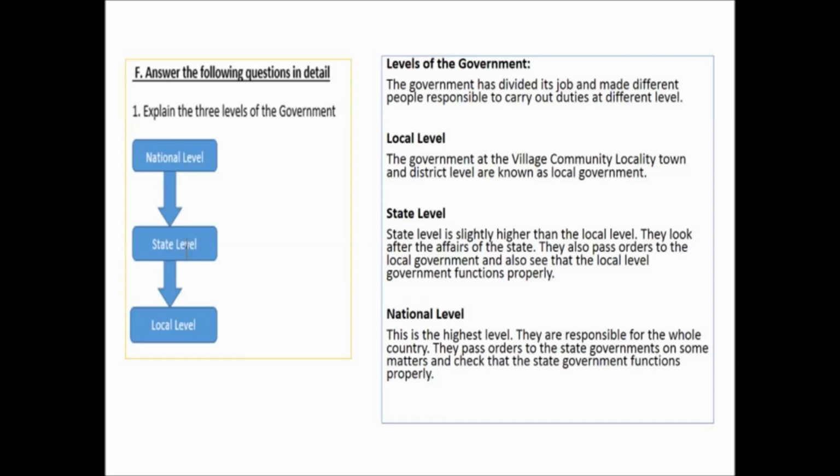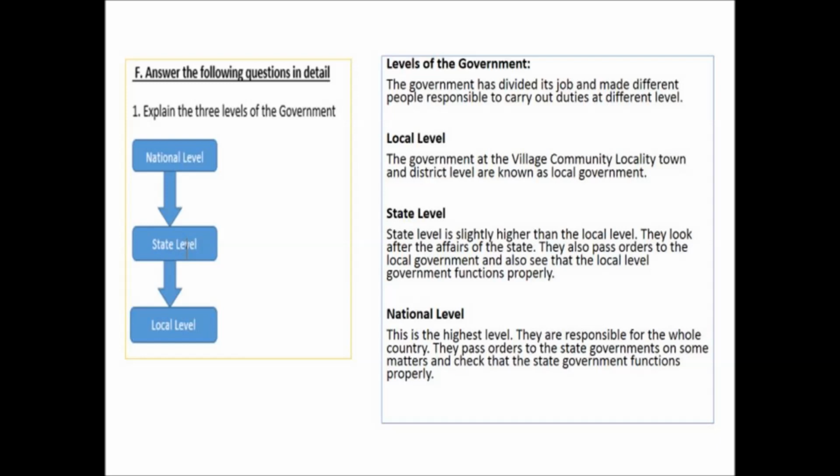Answer the following questions in detail. Explain the 3 levels of government. What are the 3 levels of the government? They are the national level, state level and local level. For this question also you have to draw this diagram and explain.